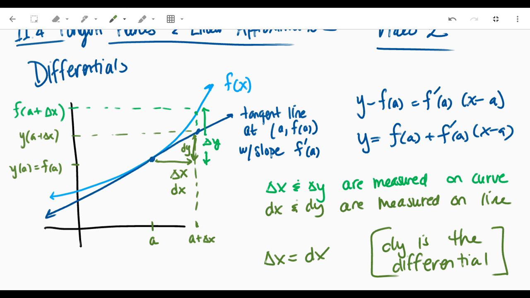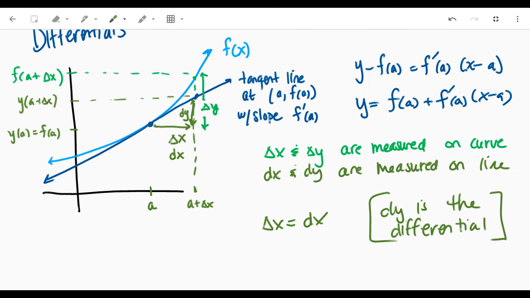dy is the differential. A couple things too, you can tell here that dy over dx would be the slope of the tangent line, so that's f prime of x. And we can rewrite that as dy, your differential, is f prime of x dx. So it's basically, if you make any move in the x direction, how much are you going to move in the y direction on that line? That's all the differential is.